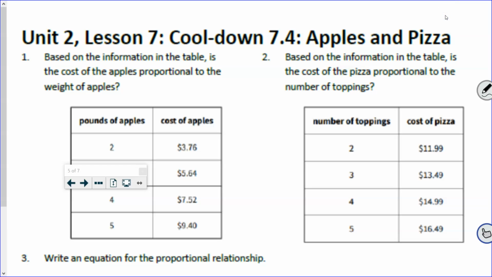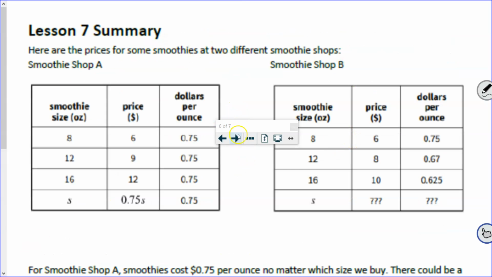Okay. So in your packet, for those who printed the packet and are learning online from home looking at the packet, it does go to the cool down next, but I want to summarize first and then we'll go to the cool down. So summary, we are highlighting. Here are the prices for some smoothies at 2 different smoothie shops. We have Smoothie Shop A. It shows 8 ounces. It'll be $6. 12 ounces will be $9, and so on. And it has already even calculated the dollars per ounce for us.